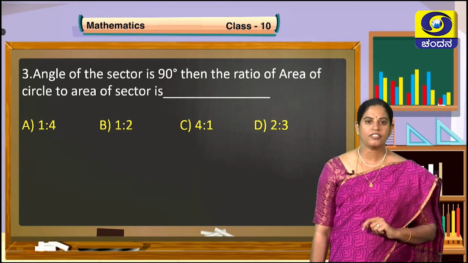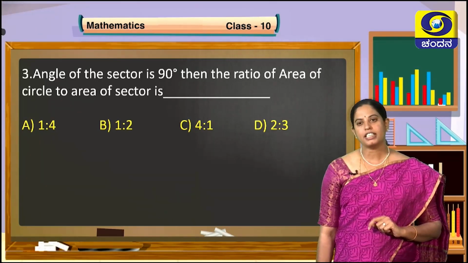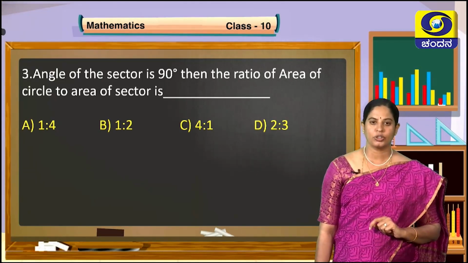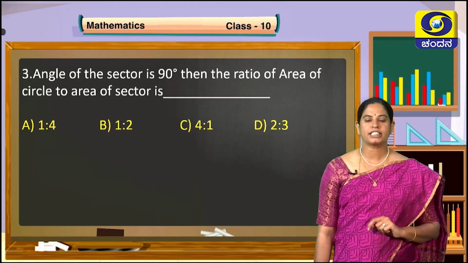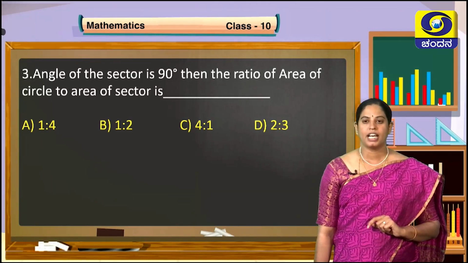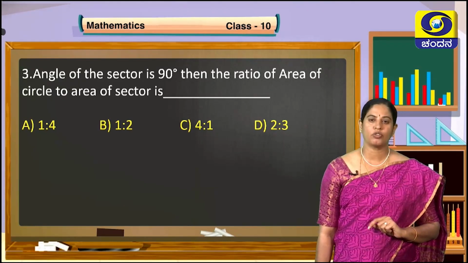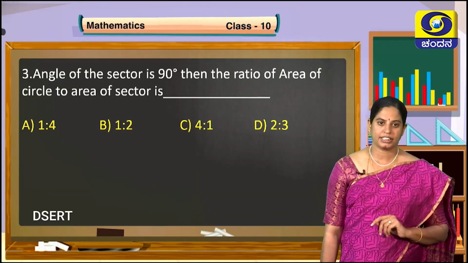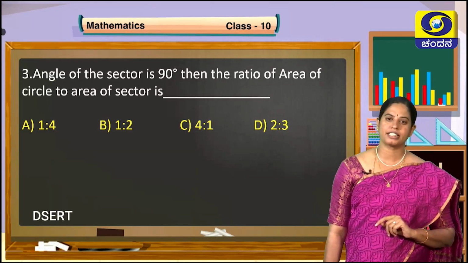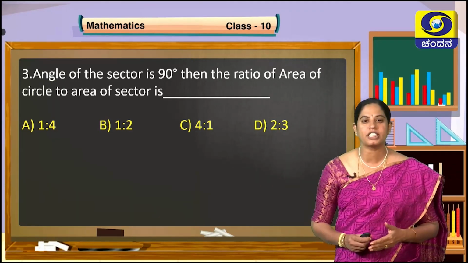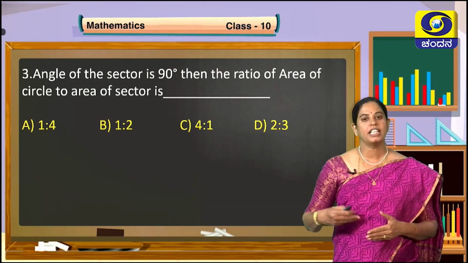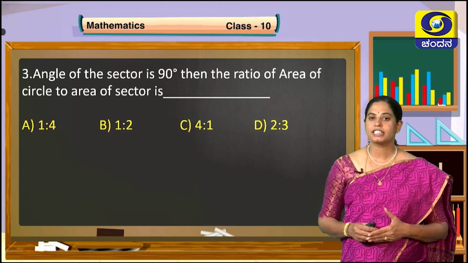Yes, the angle of the sector is 90 degrees. Then the ratio of the area of the circle to the area of the sector is, you know, when the angle of the sector is 90 degrees, the circle is divided into 4 equal parts and the sector represents 1/4 of the circle. Yes, but observe carefully, here they are asking the ratio of the area of the circle to the area of the sector.